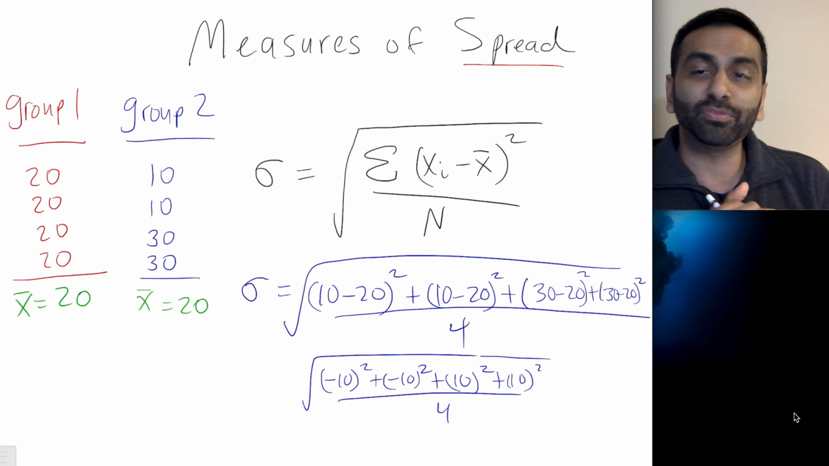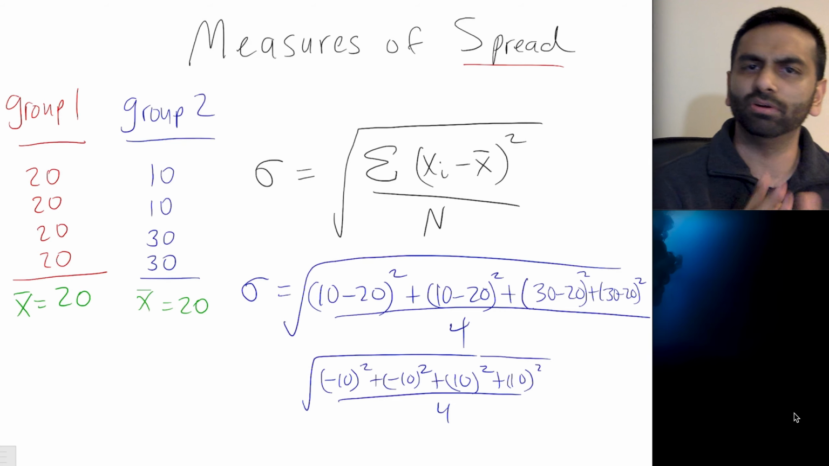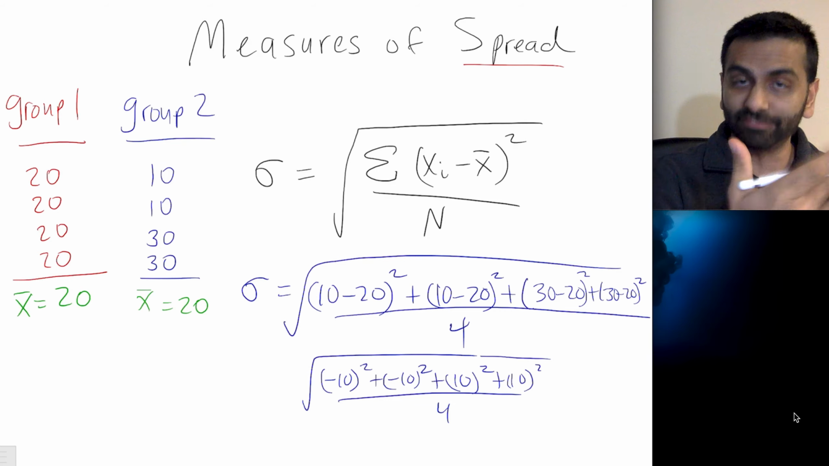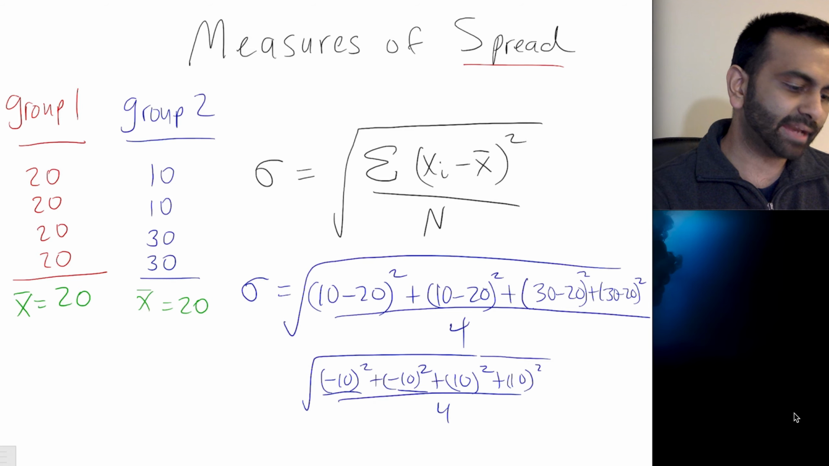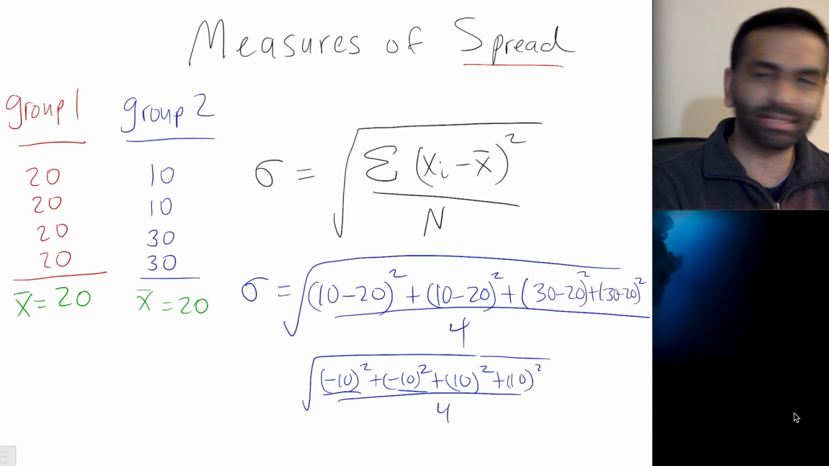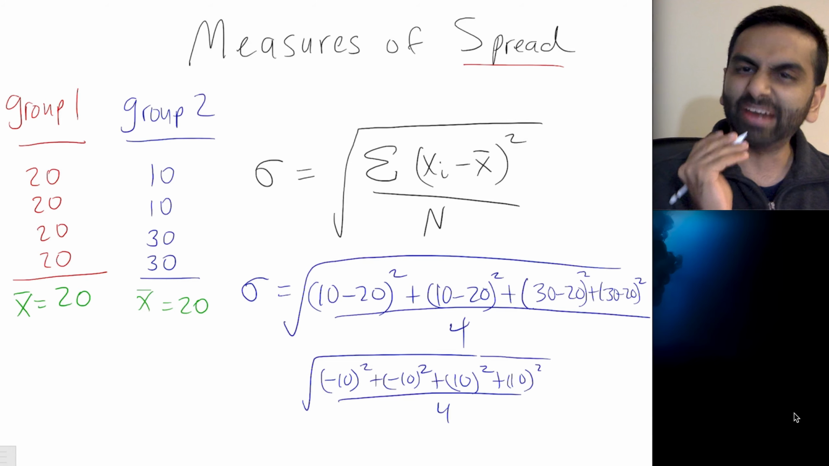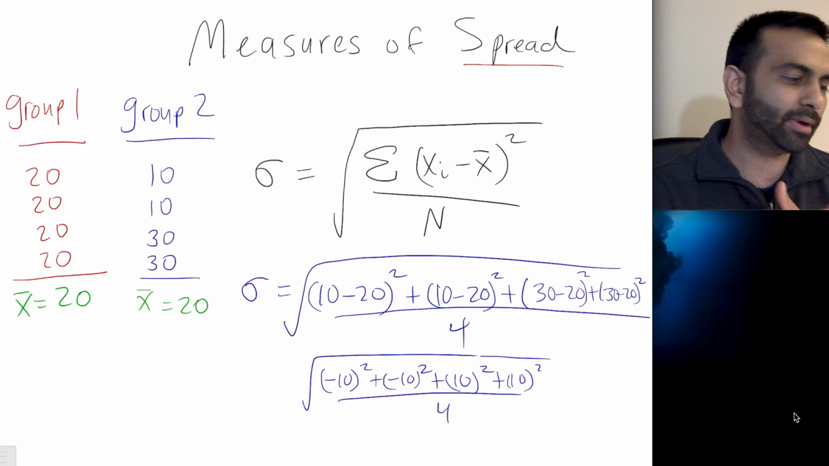Now notice what happens if we didn't square it. If we're just looking at, oh yeah, let's just find the difference, how far off each one is from the mean, add them up. Problem is, these two are negative 10 away, these two are positive 10 away, and so if you add them all up, it's just going to be 0. So by squaring it, you're actually forcing the difference to be a positive number.